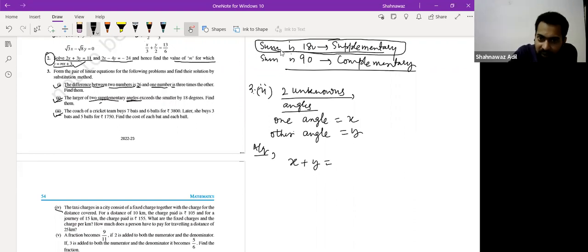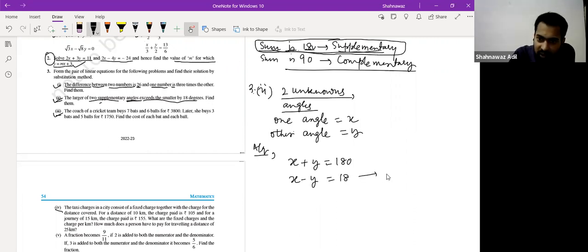They are supplementary, right? So x plus y is 180. So this is the second information: the larger exceeds the smaller by 18 degrees. What will be the difference between them? 18. So x minus y is 18. Right. So this is the second information.